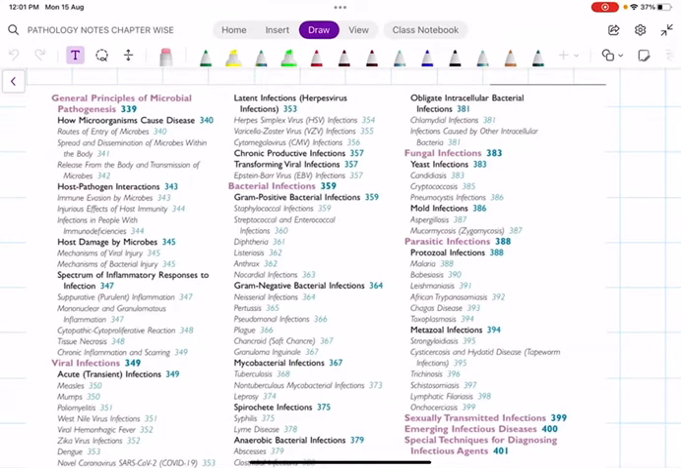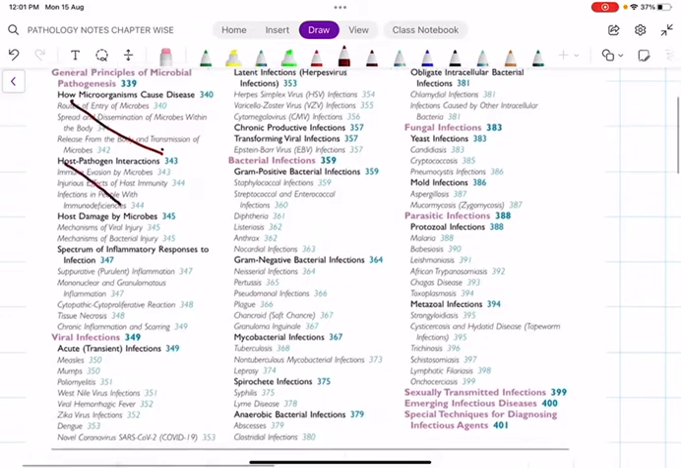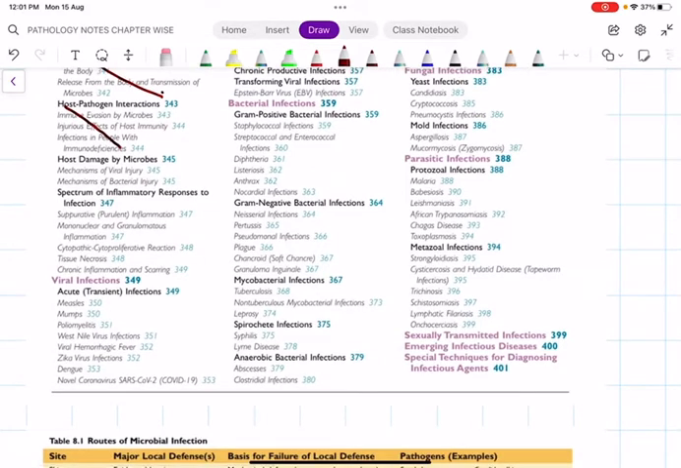These are the various topics mentioned in the chapter of infectious diseases. Out of that, the route of entry, that is how microorganisms cause diseases. Almost everything of this we have already studied in immunology. Fine. Then the various host pathogen interactions. Fine. Then the first topic I am going to discuss is the spectrum of inflammatory response to infection.